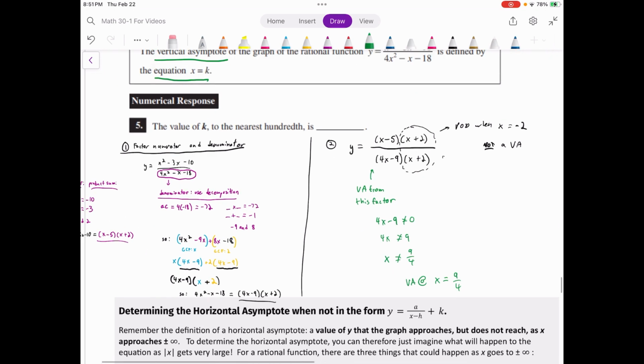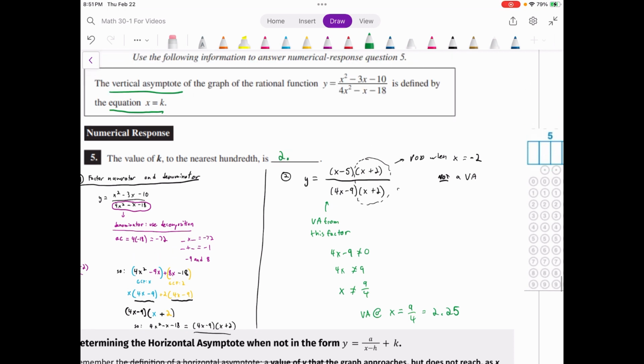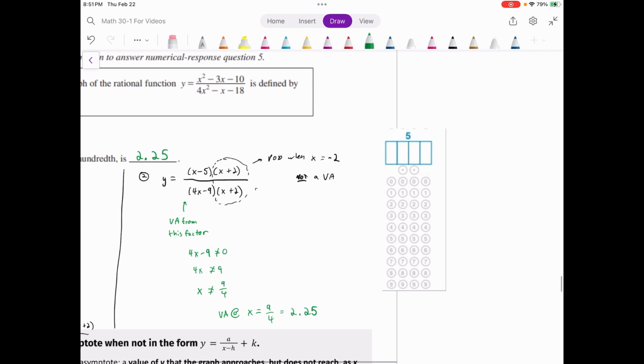Okay, now it said to the nearest hundredth, we found it as a fraction, but that's easy. We just do 9 divided by 4, which is 2.25. So to the nearest hundredth, the value of k, where k just represents this in the equation for the vertical asymptote, is 2.25. And there we go. So if this were the diploma and we were filling in a Scantron, or if it was Smarter Marks, we would just type in 2.25.